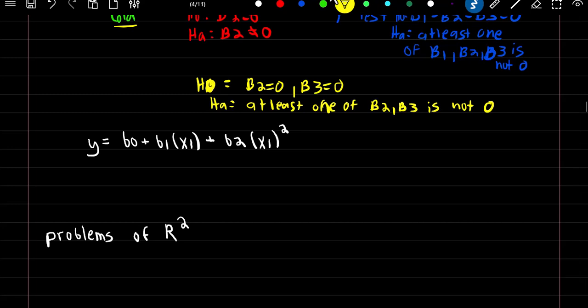And then we also learned about the hierarchical principle. What the hierarchical principle says is that if you have an interaction effect or a polynomial term, this could be x1 times x2 instead, and you've found that this term is statistically significant, you want to keep the lower orders in the model. So if the x1 squared or beta 2 is statistically significant, you would keep beta 1 in the model. Or if you had an interaction term of x1, x2 and you found it to be statistically significant, you would keep both your x1 and x2 in the model.